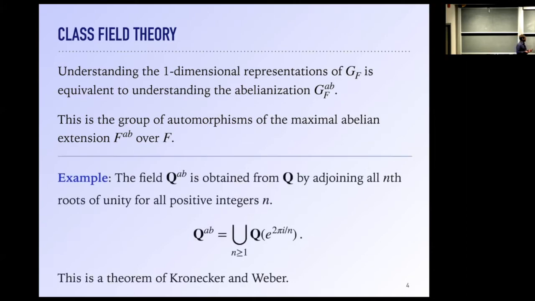Let me give an example. The field Q^ab, the maximal abelian extension of Q, is obtained by adjoining the roots of unity for all positive integers to your ground field Q.